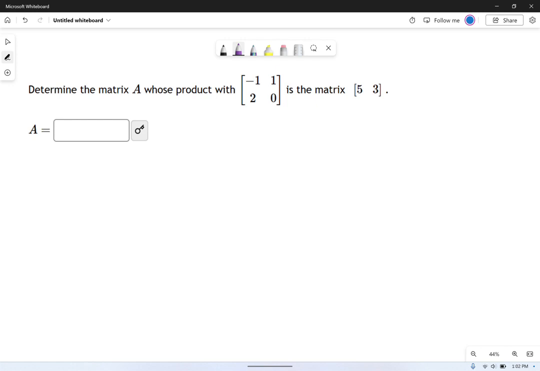This right here is called a 2 by 2 matrix. And this over here is called a 1 by 2 matrix. So you can see that the number of rows goes first and the number of columns goes second.